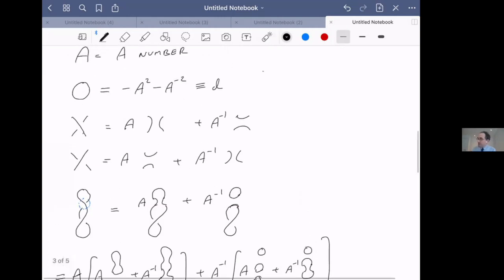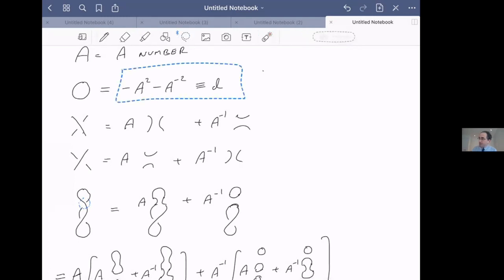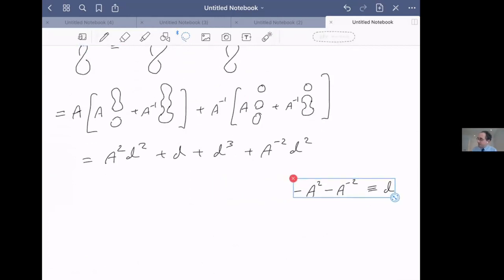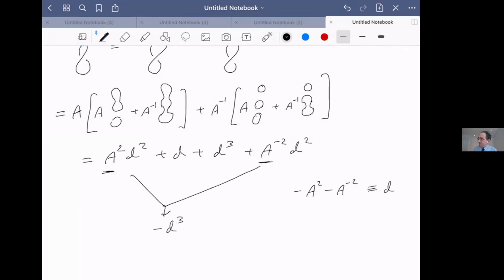The final thing I have to do is, let me just copy this here. We're going to need that identity. Copy. So I'll write it out down here again. Paste. I'm going to use that identity. So I can put together this a squared and this a to the minus 2 and get minus d. So that means this term and this term come together to give me minus d cubed. This minus d cubed cancels this d cubed. And at the end of the whole calculation, I just get d out in the end.